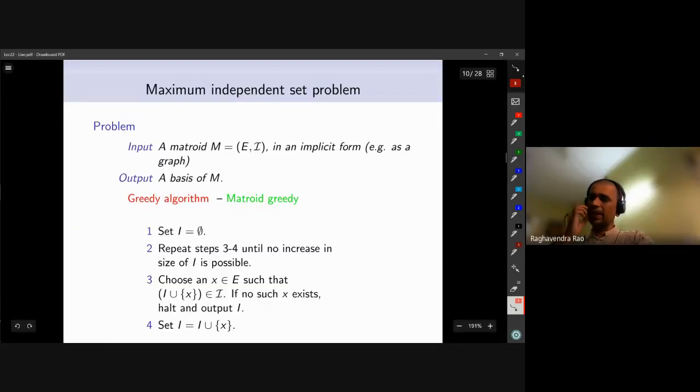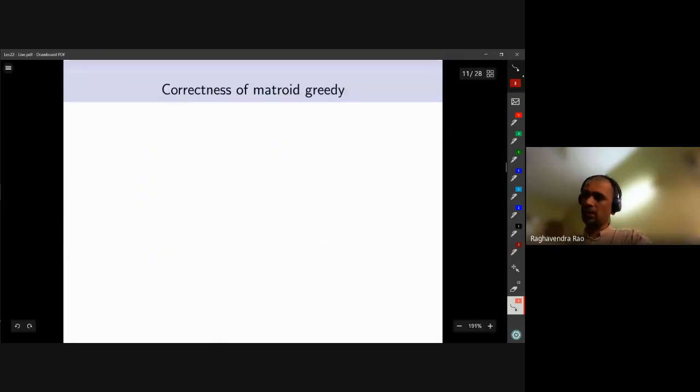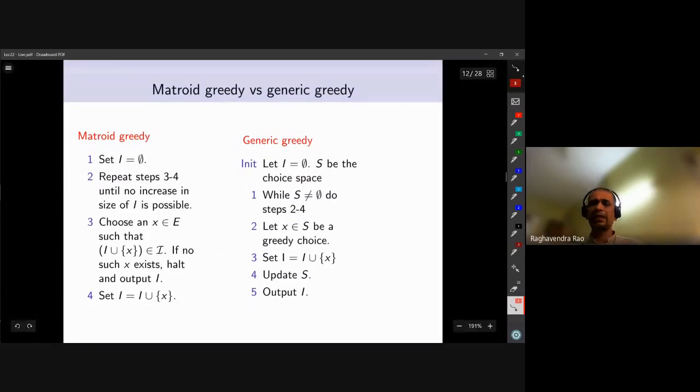So this is the greedy algorithm that I had described pictorially. So let's just compare this with the generic greedy algorithm. It's pretty much the same as the generic greedy algorithm. Only thing is there is a matroid structure here we are assuming. The generic greedy algorithm, if you remember that I had mentioned two lectures ago, was basically you start with the initial solution and keep on building it. The only thing that I had changed here is S changed to E. That is it.